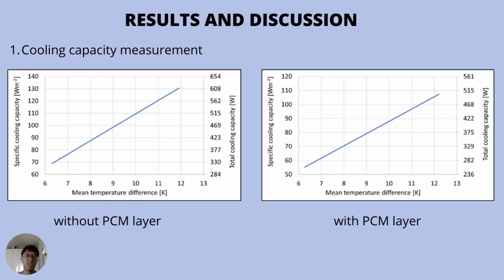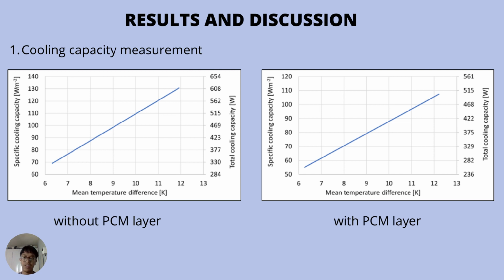So for the results and discussion of the cooling capacity measurement, as we can see in the graph here, the cooling system when the PCM layer was not present has a higher specific cooling capacity and also a higher total cooling capacity compared to the system when the PCM layer was present in the cooling ceiling box.